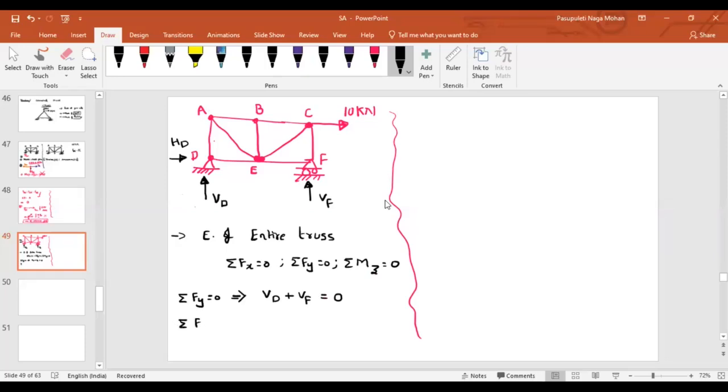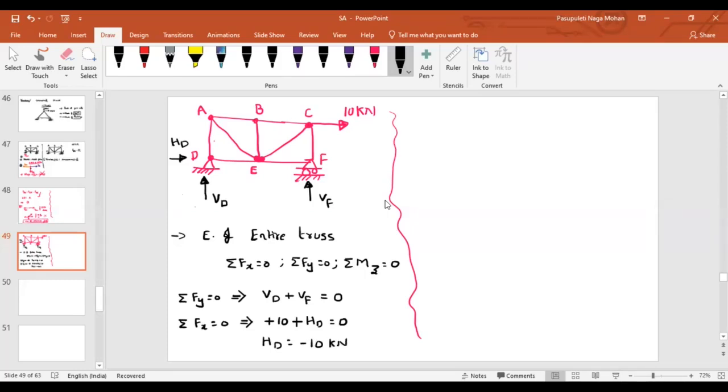Similarly, if I see summation of forces along x equal to 0, how many forces are there in total? 2: 10 kilonewton and HD, the support reaction. Imagine that if right side force is positive, then what can I write? Initially, I am assuming that my HD is also acting on the right. So minus 10 plus HD is equal to 0. That means finally I will get my HD as minus 10 kilonewton.